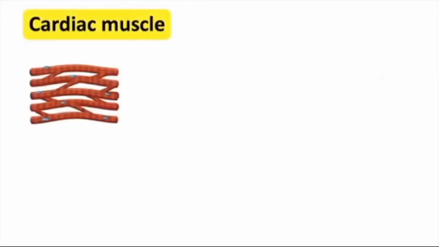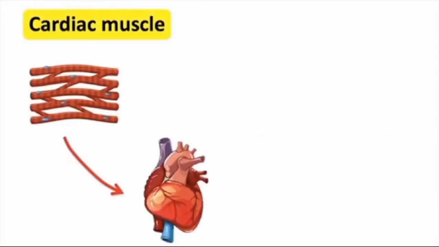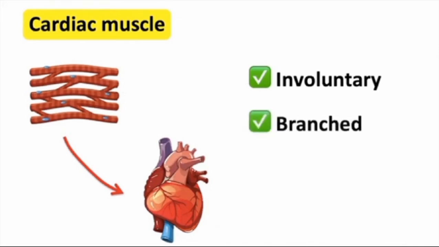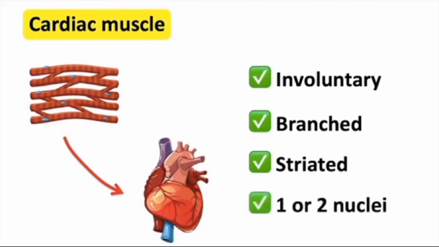Cardiac muscle. Cardiac muscle is the muscle of the heart. This type of muscle is involuntary, so the movement is activated automatically by the body. Cardiac muscles are short and branched, and they're also striated. As you can see, they have striations which are lines. Cardiac muscles also have either 1 or 2 nuclei on each fiber.